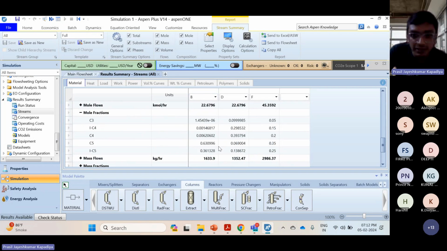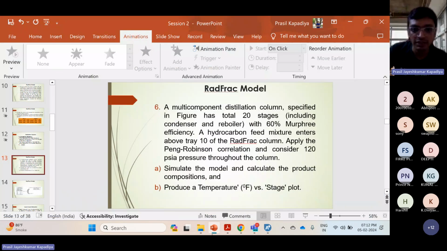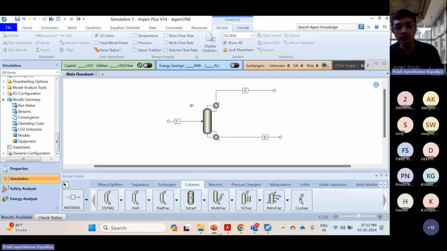Yeah, the value has changed. It's 63 and 39.3. So if I want the same efficiency, then I should increase the number of trays, correct? Now, what was the second question with this? Simulate the model and calculate the product compositions that we did. Now, produce a temperature versus stage plot. I want to see on all 20 stages, what is the temperature.